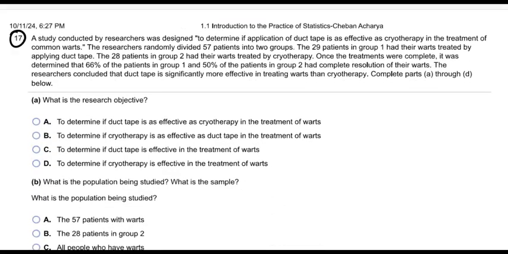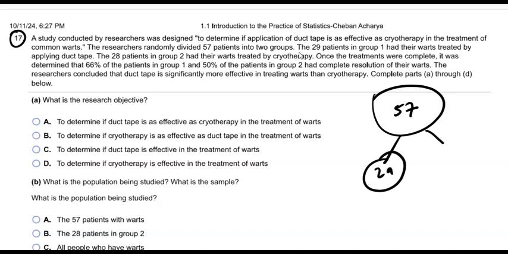Question 17. A study conducted by researchers was designed to determine if application of duct tape is as effective as cryotherapy in the treatment of common warts. So they divided 57 patients into two groups. One group is 29 patients, the other group is 28 patients.